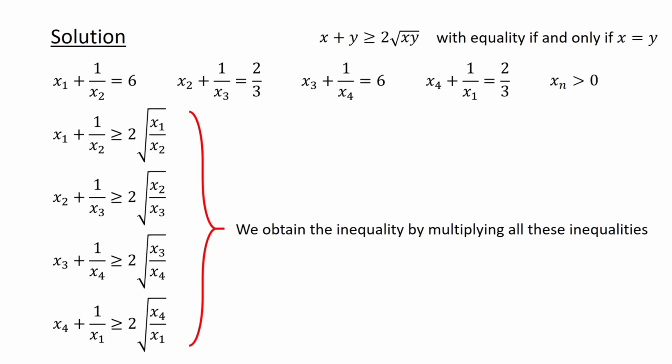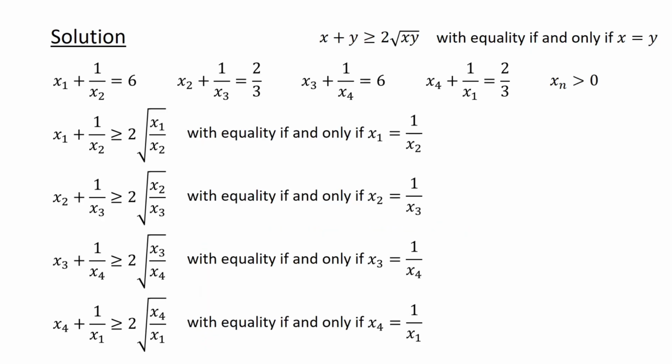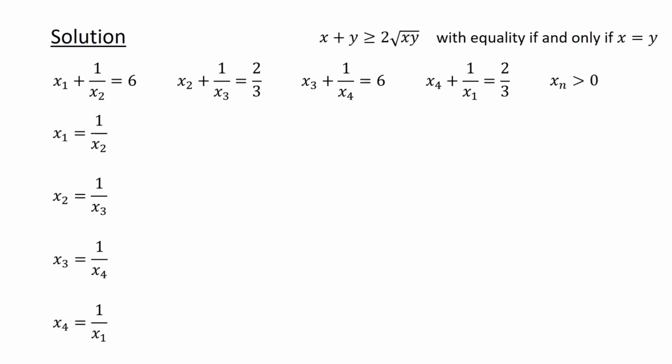Recall that we obtained the inequality by multiplying all these inequalities. Therefore, all these inequalities are equalities instead. Recalling the conditions for these inequalities to be equalities, we thus have x1 equals 1 over x2, x2 equals 1 over x3, x3 equals 1 over x4, and x4 equals 1 over x1.